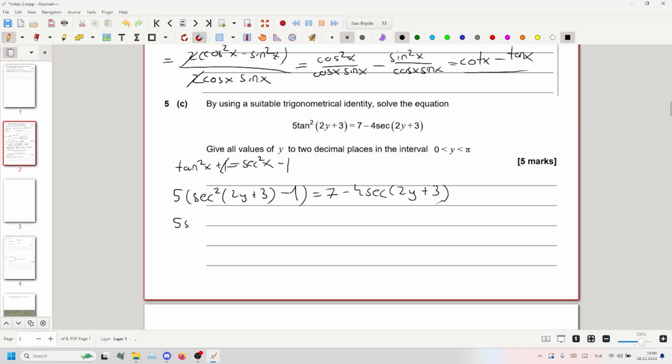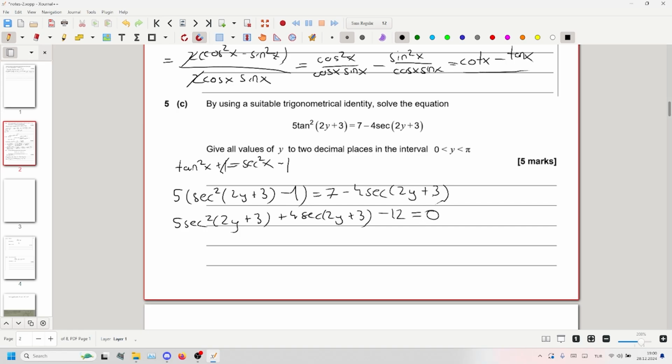If we expand, we get 5 secant squared of 2y plus 3, we get minus 5. And I'm just going to write this first. This is going to be plus 4 secant of 2y plus 3. And we have a minus 5 and a minus 7, so we should get minus 12. Right? Yeah. Okay. And this is going to equal 0.